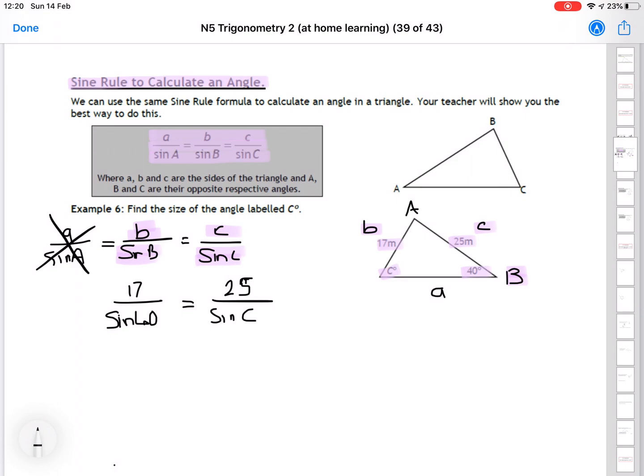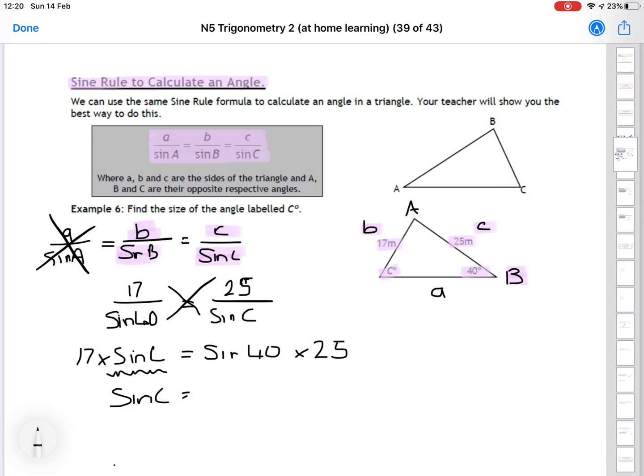So again, we're going to cross multiply exactly the same as the last lesson, and I always tell you to start with the value that you're trying to find. So I'm going to multiply those two terms together first of all. So we're going to do 17 times sine C, and then multiply the other two terms. So sine 40 times 25. So we're trying to find this value here for C, so that's been multiplied by 17, so we need to divide by 17 on both sides. So we're going to get sine 40 times 25 over 17.